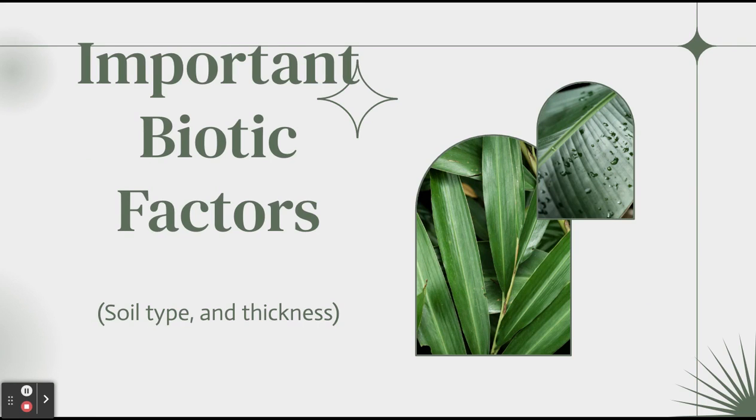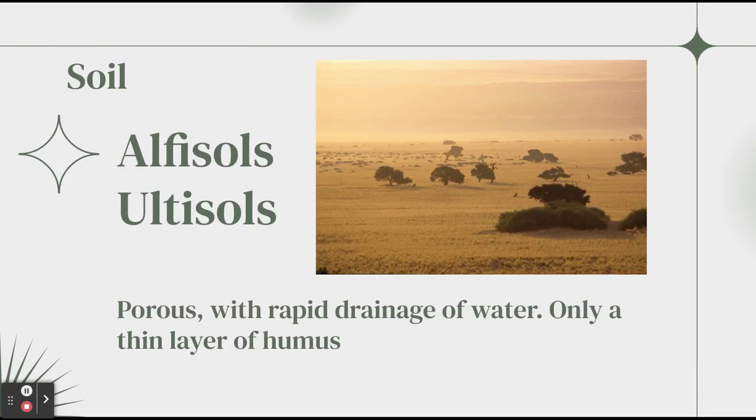I will now expand on the important biotic factors. The types of soils commonly found in the savanna are alfisols and oxisols, and are prompted by how grasslands, especially savannas, have several months of dryness followed by a rainy season.